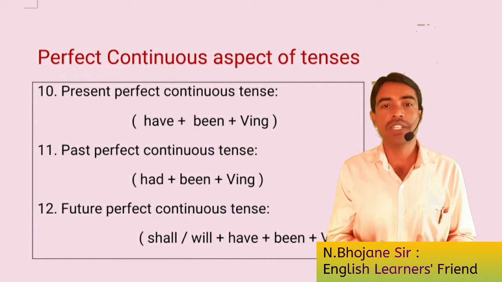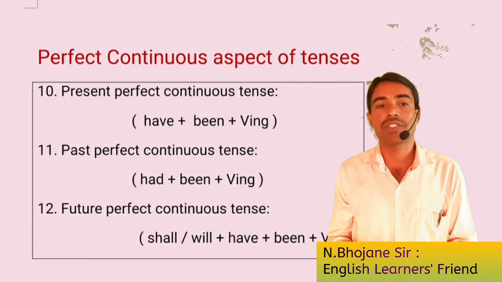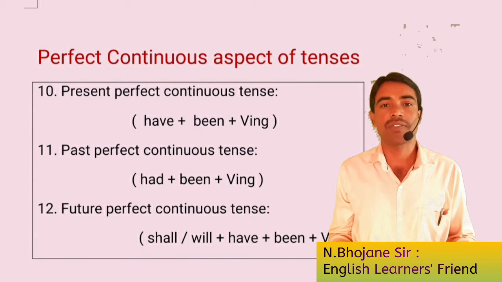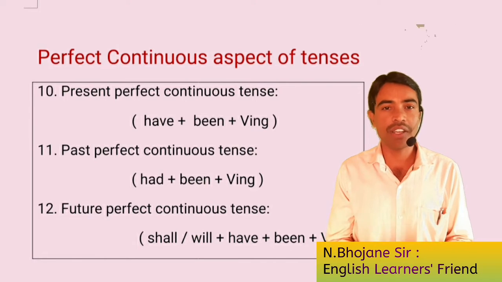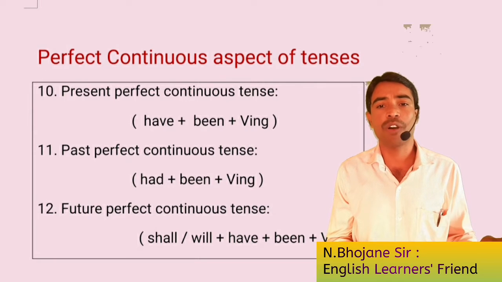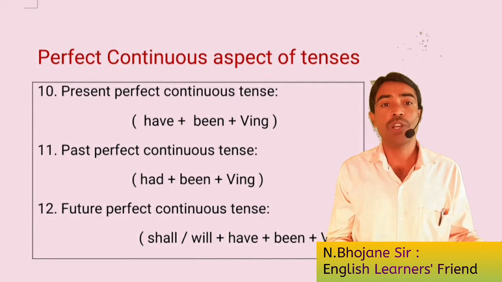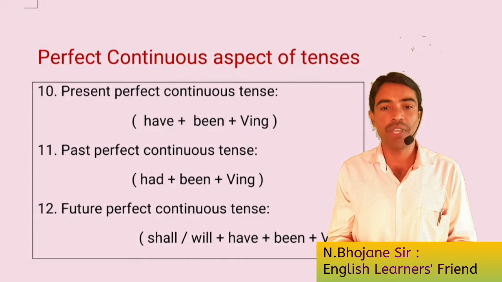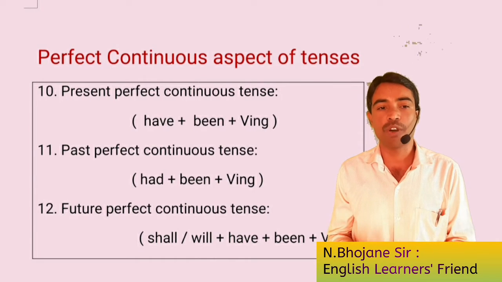Now, perfect continuous aspect of tenses. In this section, there are 3 tenses, and these tenses are rarely used in English, but we should know their form and functions. What is common in these 3 tenses? Remember, forms of to have, been, and verb ing forms. These things are commonly used.